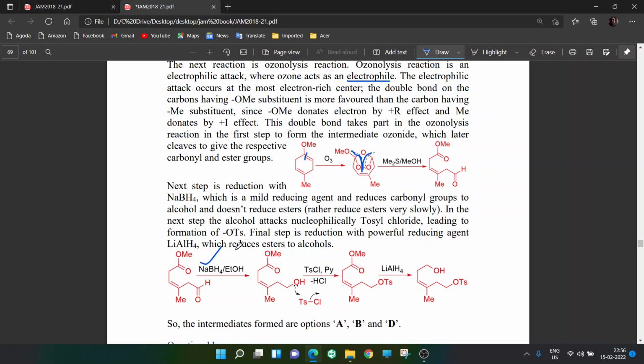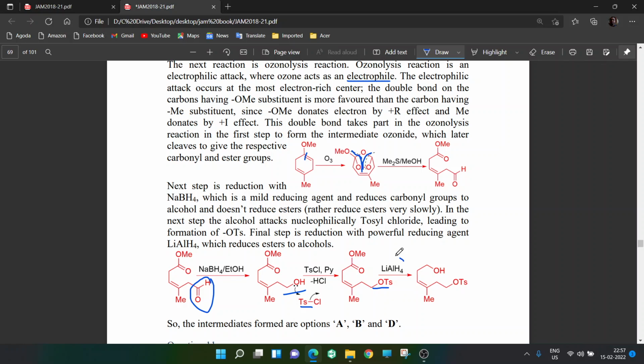The next step is reduction with NaBH4. Now NaBH4 is a mild reducing agent. It does not reduce ester. Sometimes it reduces with very, very slow speed, okay. So it does not reduce ester, it reduces only aldehyde. So once you do this, it will reduce aldehyde into alcohol, and then alcohol attacks tosyl chloride, you get OTs.